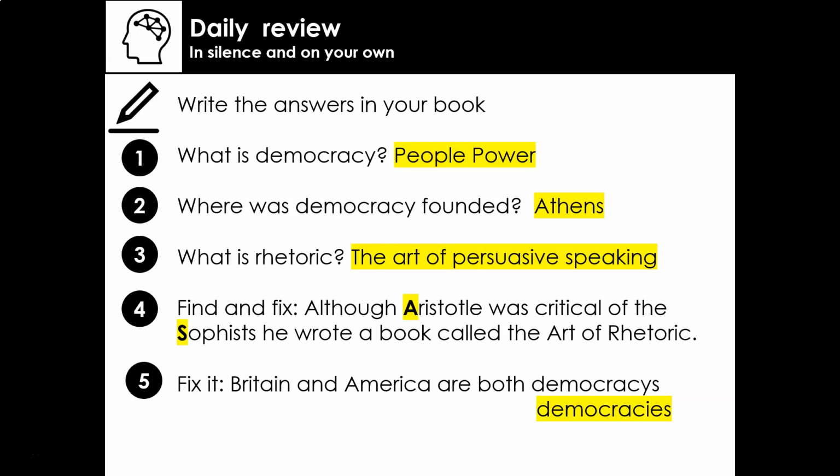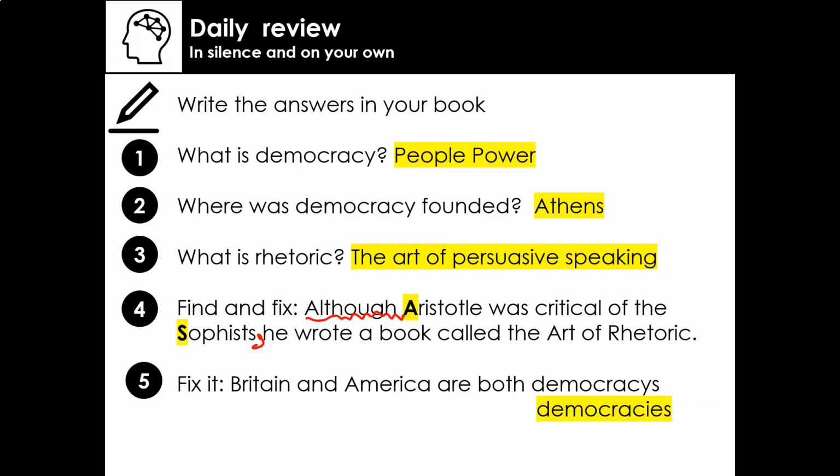There's one thing missing here though, so well done if you also spotted. We need a comma in this text. Okay, can you see it there? Although Aristotle was critical of the sophists, comma, he wrote a book called The Art of Rhetoric. We must use a comma after a part that starts although.